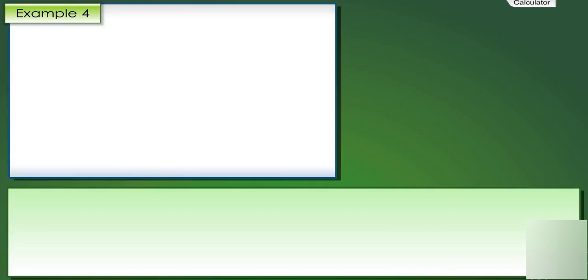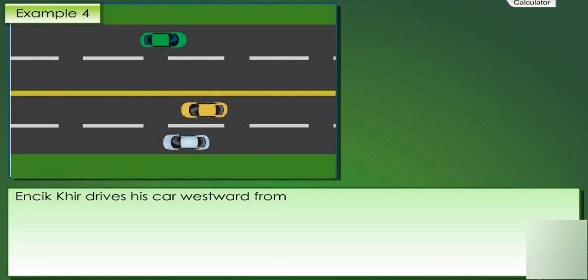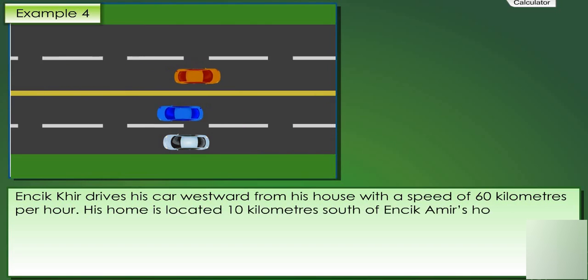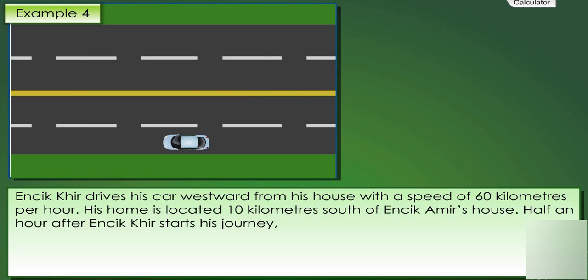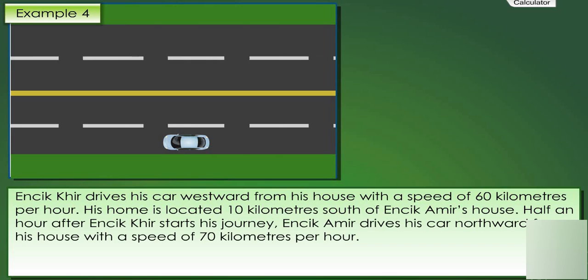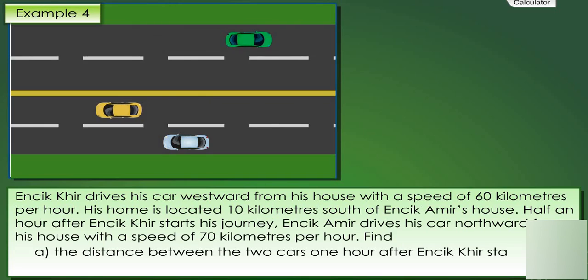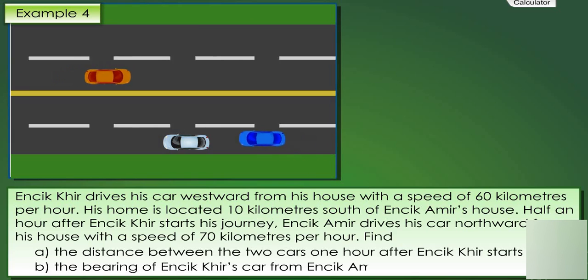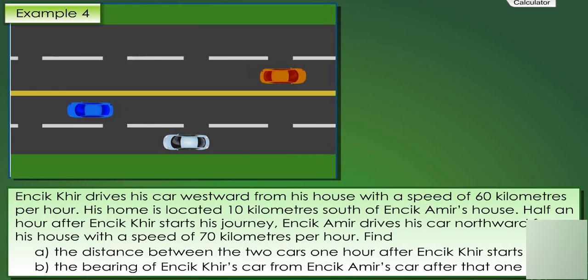Example 4. Eunchik Khair drives his car westward from his house with a speed of 60 kilometers per hour. His home is located 10 kilometers south of Eunchik Amir's house. Half an hour after Eunchik Khair starts his journey, Eunchik Amir drives his car northward from his house with a speed of 70 kilometers per hour. Find A, the distance between the two cars 1 hour after Eunchik Khair starts off, and B, the bearing of Eunchik Khair's car from Eunchik Amir's car after that 1 hour.